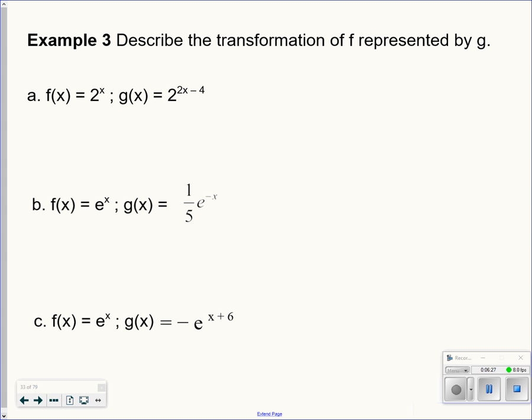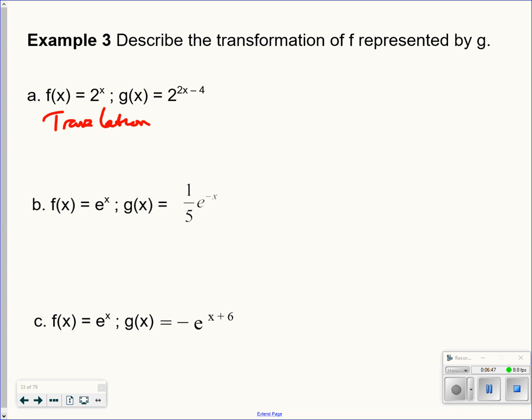All they want me to do is describe. At least I don't have to graph anymore. Now, this one's a little challenging. I replaced x with 2x minus 4. Now, be careful. I'm going to do the translation first. There's a couple different ways you can look at this one, because remember, order does actually make a difference.